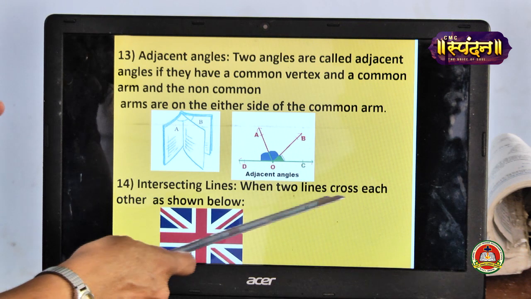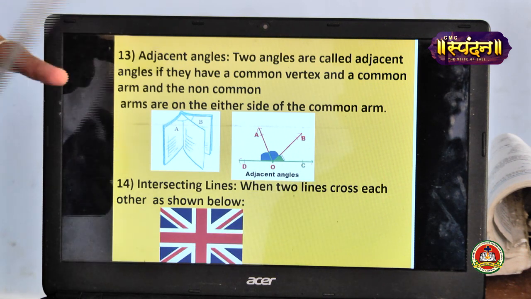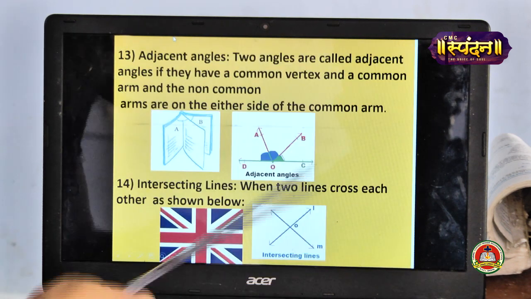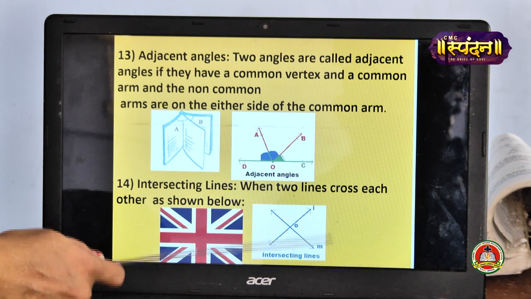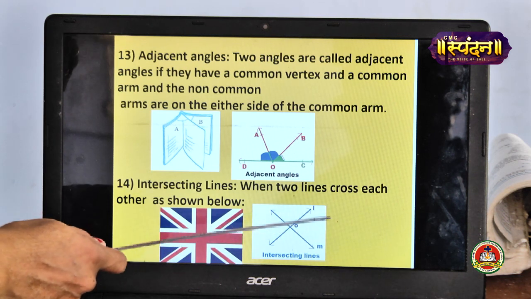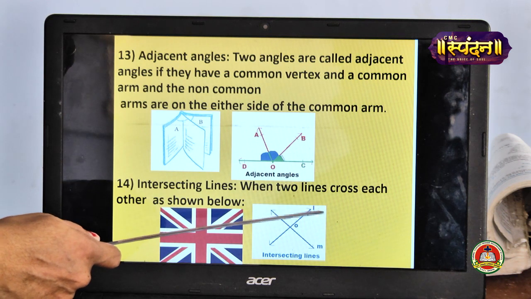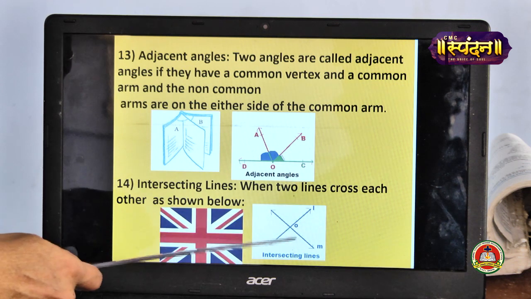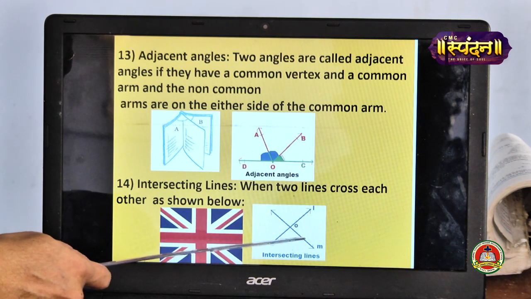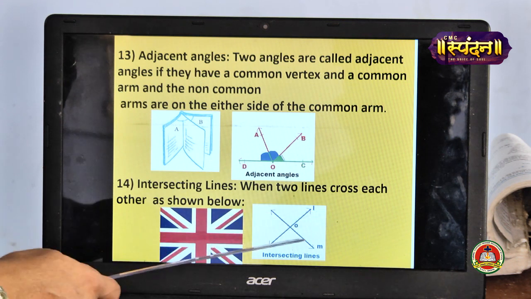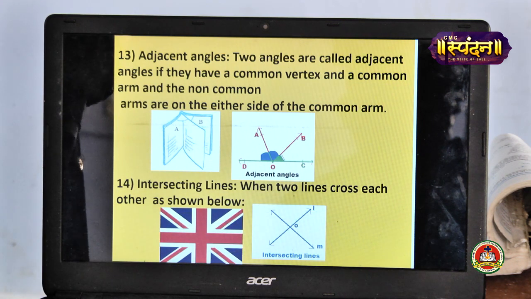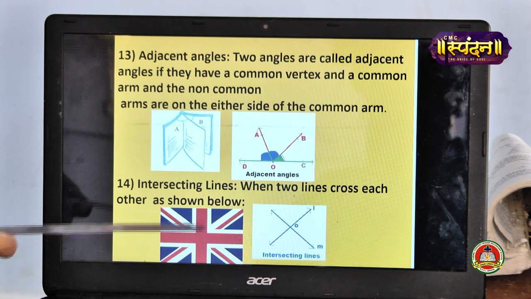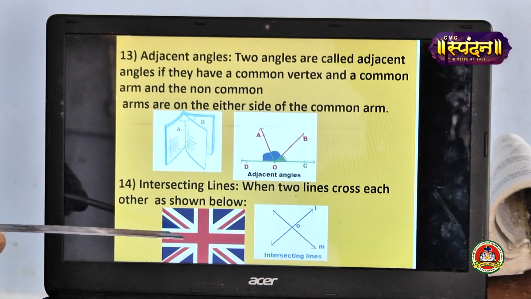Next, intersecting lines. When two lines cross each other, you get intersecting lines. See, you are able to see two lines over here. Lines are always represented by small letters. The first line is line l and the second line is line m, which are intersecting each other, and that intersecting point you call O. So when two lines cross each other, you call them intersecting lines. In real life, you can see this plus sign where the two lines are intersecting each other.